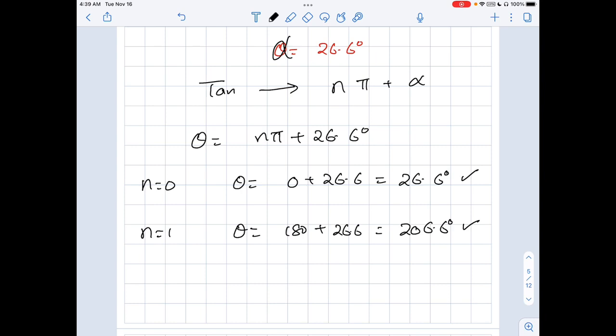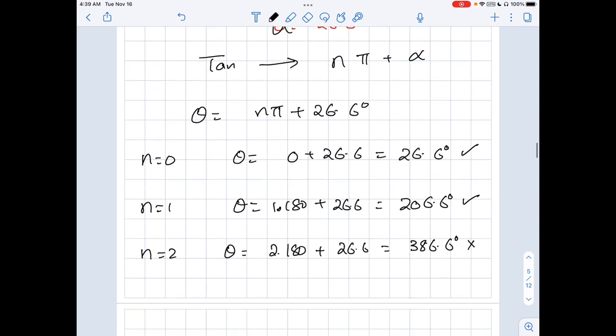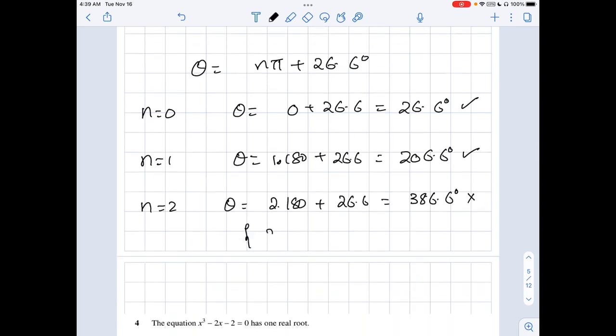It is still between 0 to 360. N is equal to 2 becomes 2 times pi. Pi is 180, so this was 1 times pi, and 2 times pi plus 26.6 becomes 386.6 degrees, which is more than 360 degrees. So my answers are 26.6 degrees and 206.6 degrees; 386.6 is not being considered.